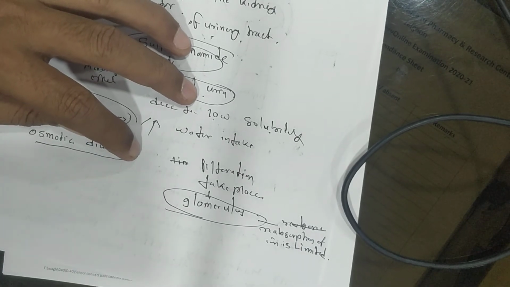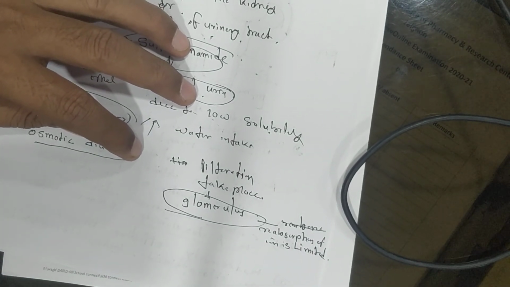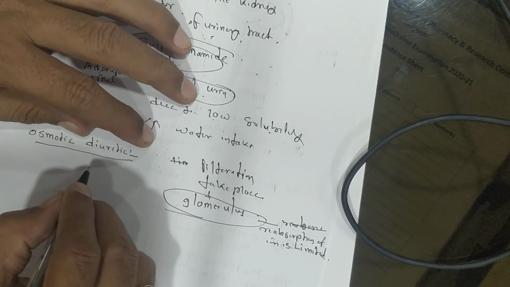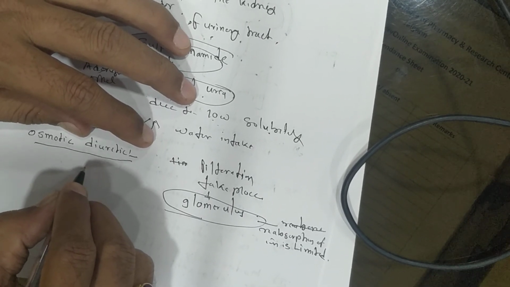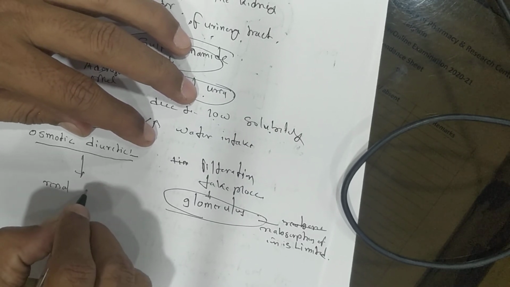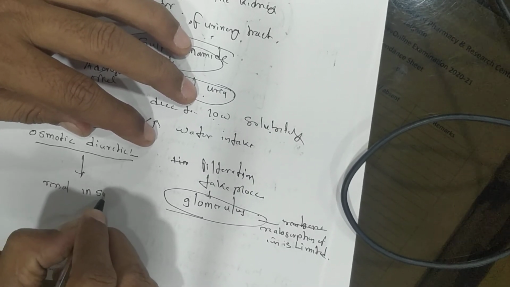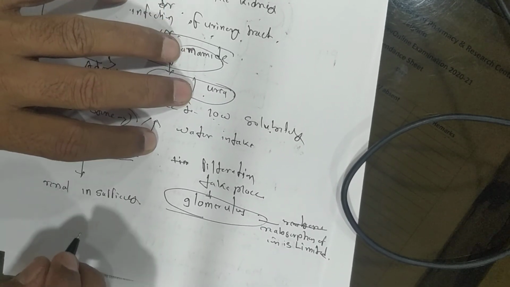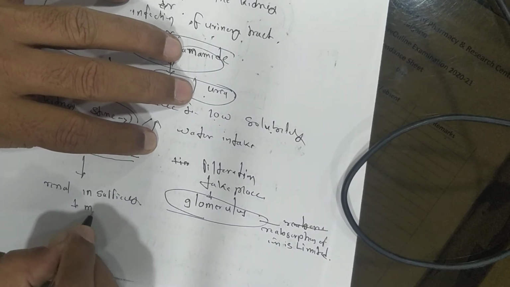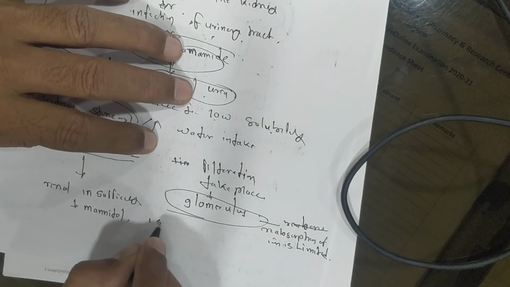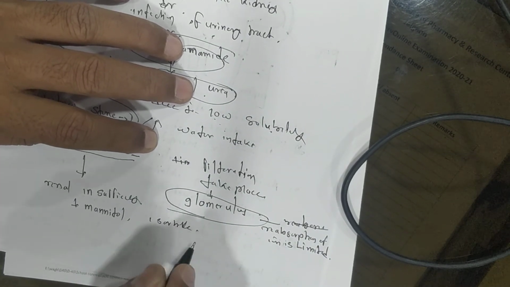You can take the osmotic diuretics. These increase the urine volume. And these diuretics are useful when the renal function is insufficient, when the kidney is not working completely. Such drugs used are mannitol and isosorbide. You know mannitol, I told you earlier, mannitol and isosorbide are the most common drugs.